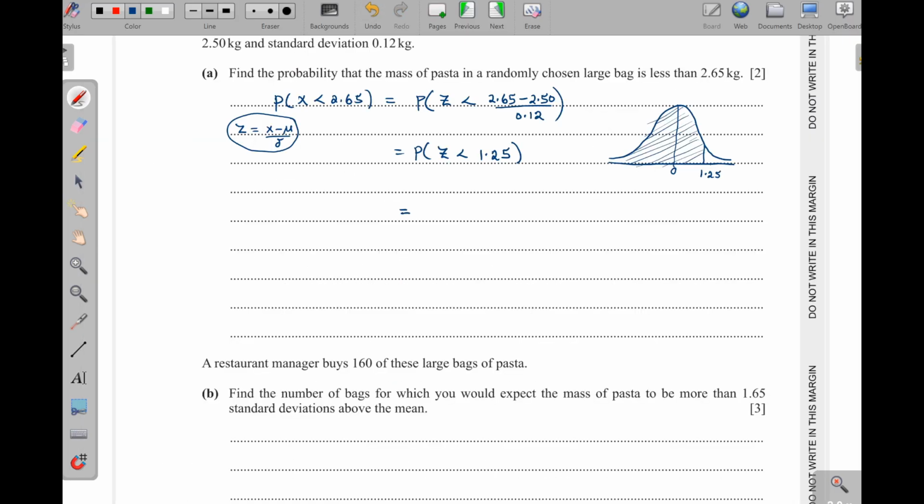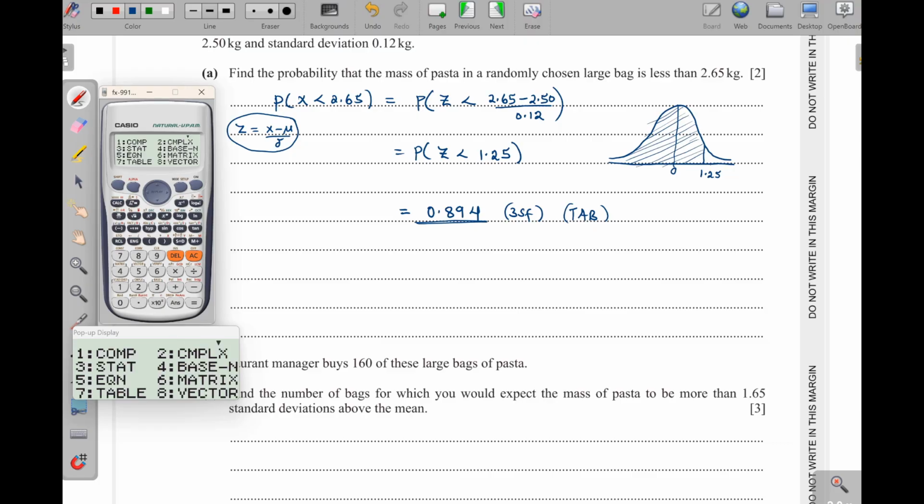0.8944. I'll write 0.8944, but I can write to 3 significant figures, because even those answers from the table are rounded off to 4 decimal places. There's a calculator you can get on the phone, and it gives you over 12 decimal places. You get it? So these are just rounded figures. You can also use a calculator.